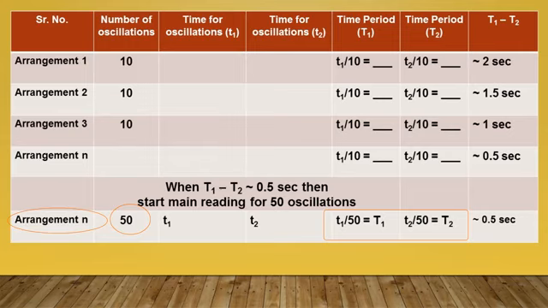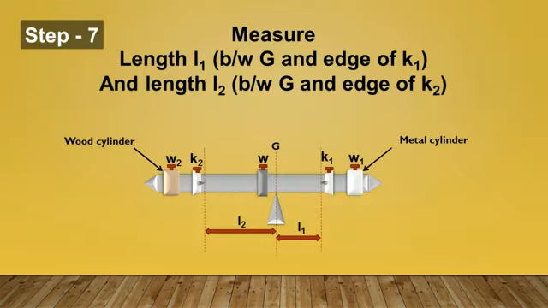So in this way you can make this table containing the readings of Kater's pendulum. Just keep in mind that these final values of T1 and T2 will be used in our formula to get the value of acceleration due to gravity. Now take this Kater's pendulum out from its stand and balance it on a wedge. By balancing, you will get its center of gravity.